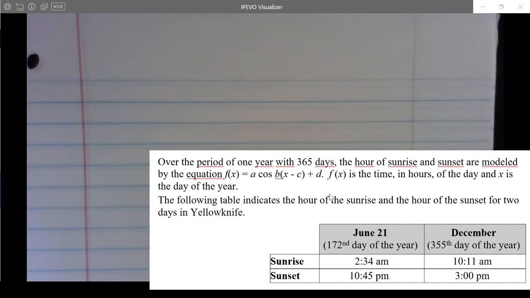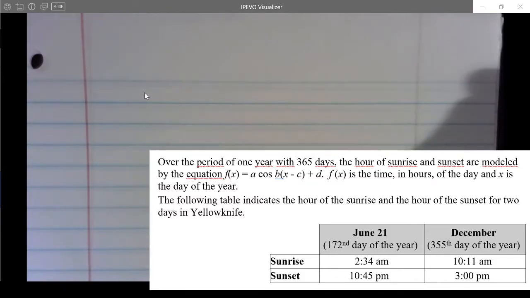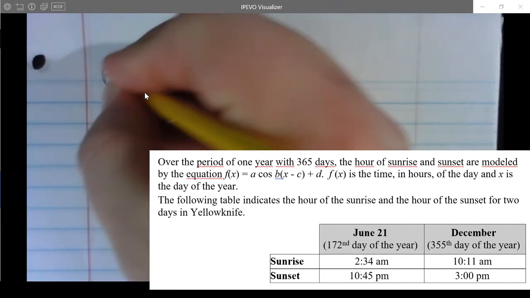Anyway, the first thing you have to be able to do in this problem is figure out what the problem wants you to do. So A wants you to do a sunrise equation. So you're using these top 2 numbers, 2:34 and 10:11. Okay, so from here, let's start making an equation for that. It tells me the period right off the bat. So let's do period first.